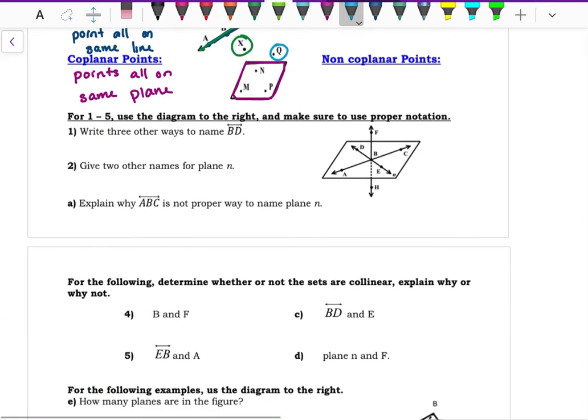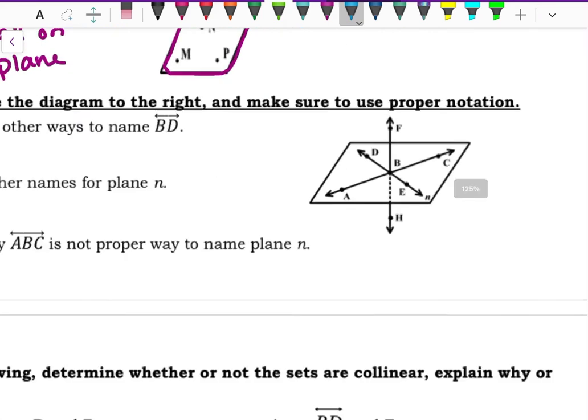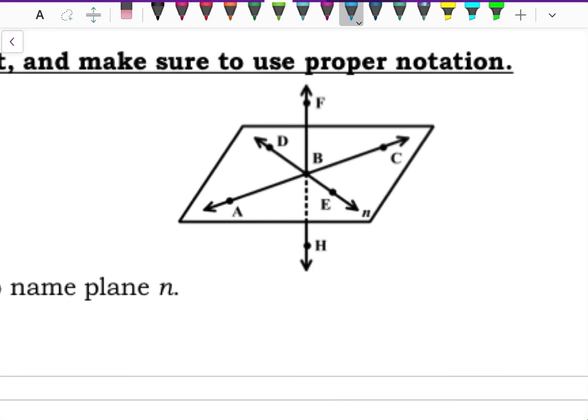Great. Use the diagram to the right to make sure you use the proper notation. You're going to write 3 other ways to name the line BD. So the line BD is right here. I'm going to use this highlighter.